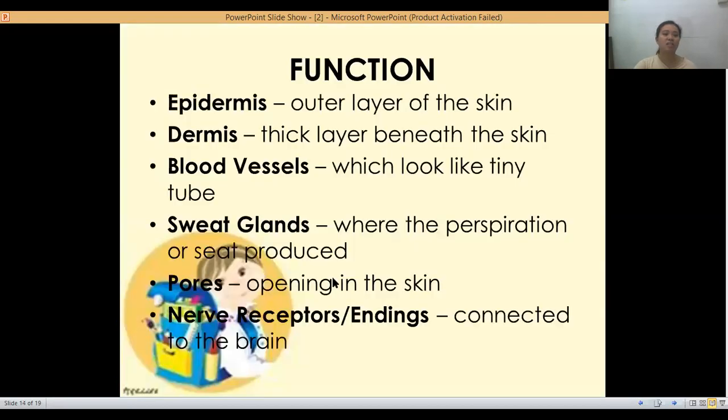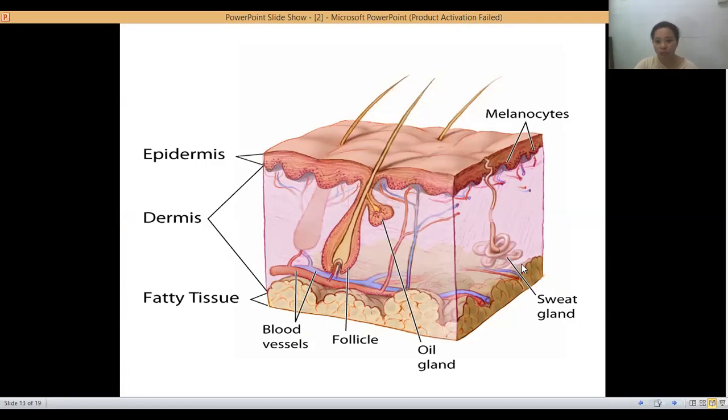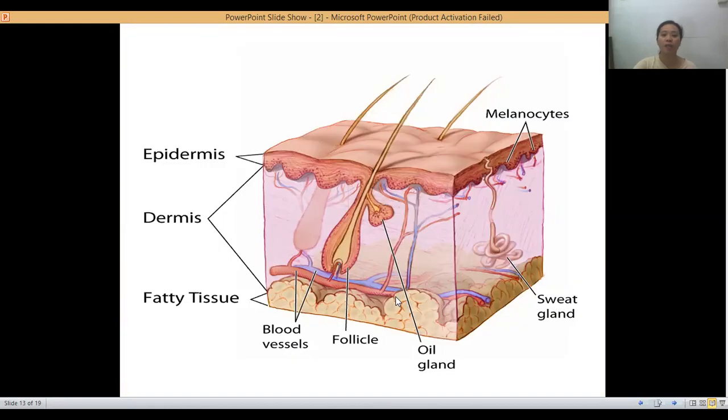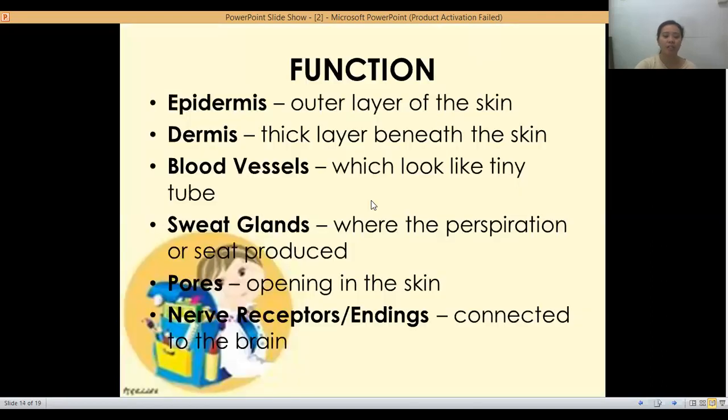So next, let's go to sweat glands. Sweat glands are where perspiration or sweat is produced. Yun po yung sweat glands. And we have also the oil glands. Diba? Oily minsan yung sa face natin. Diyan siya lalabas. And the sweat gland, yung pawis, diyan. And they come out opening into your pores, the opening of your skin.